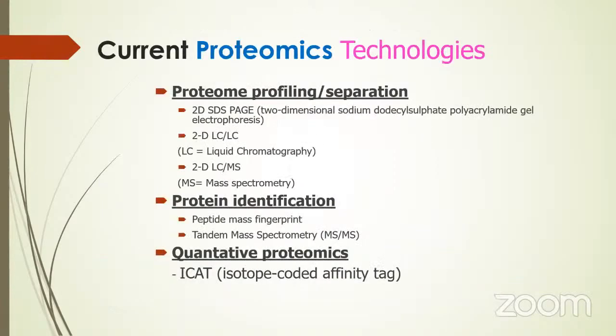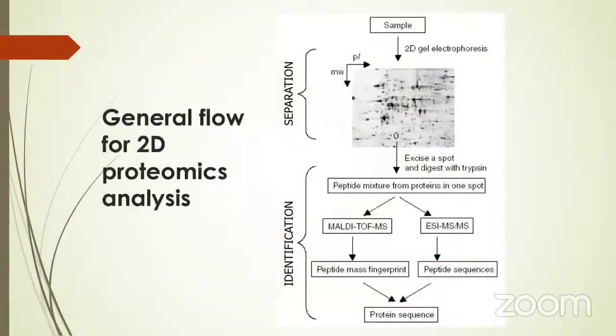So current proteomics technologies, as I already discussed, include 2D gel for protein profiling, separation, and purification. For protein identification, you can go for peptide mass fingerprinting, electrospray ionization, tandem mass spectrometry, this kind of thing. And for quantitative proteomics, we can go for ICAT, isotope-coded affinity tag. These kinds of technologies are there.